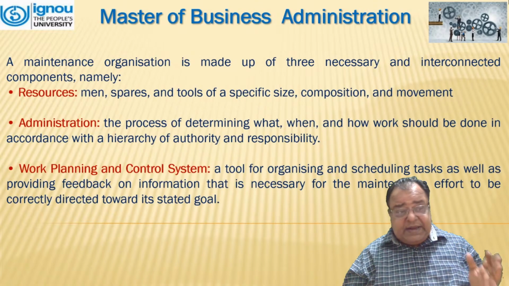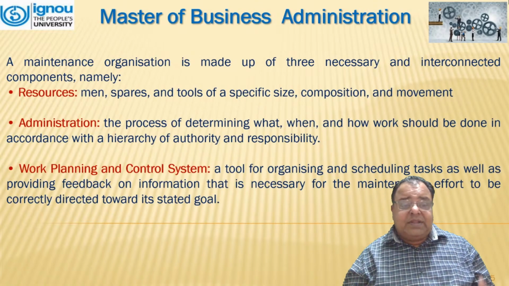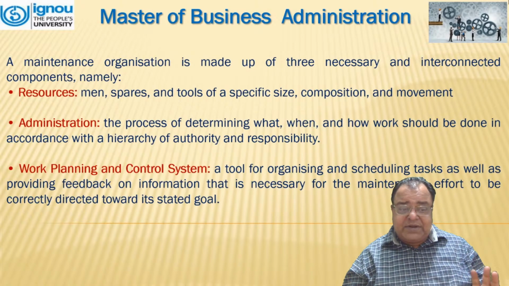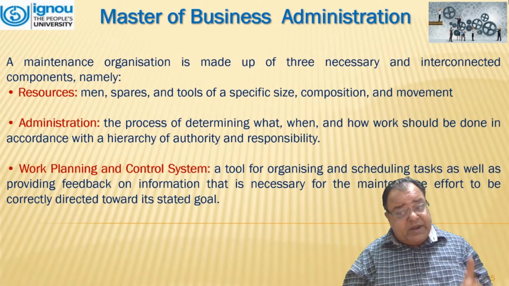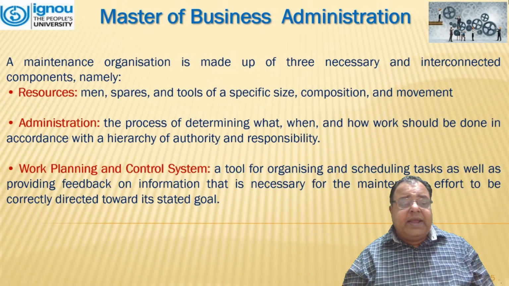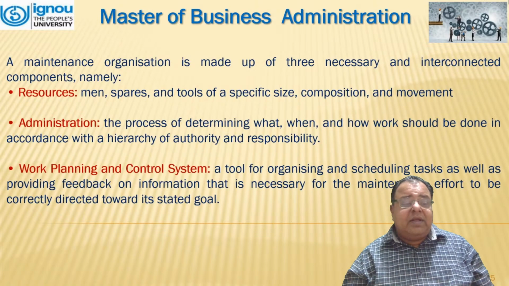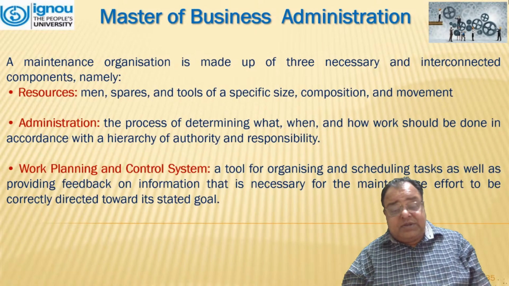necessary and interconnected components. Number one is resources, which are men, spares, and tools of specific size, composition, and movement. Second one is administration, the process of determining what, when, and how work should be done in accordance with the hierarchy of authority and responsibility. And the third one is work planning and control system.